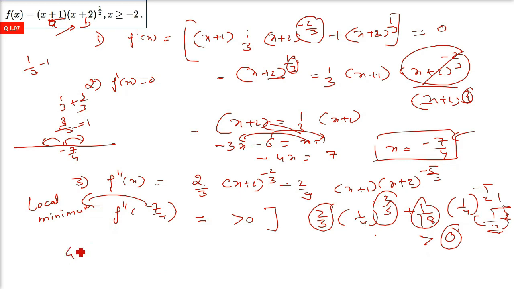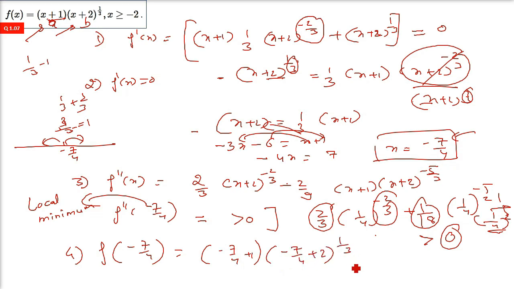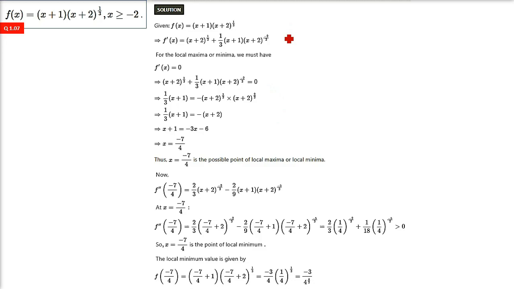Next step is to find out the value of the function at x equal to negative 7 by 4. Now just replace this negative 7 by 4 in the original equation, which is f(x), that is (x plus 1) and (x plus 2) raised to 1 by 3. Now replace x by negative 7 by 4. That is the same thing I am doing and trying to find out the final value. This final value is this. You can refer to what we just explained, find out the value, and write it also.